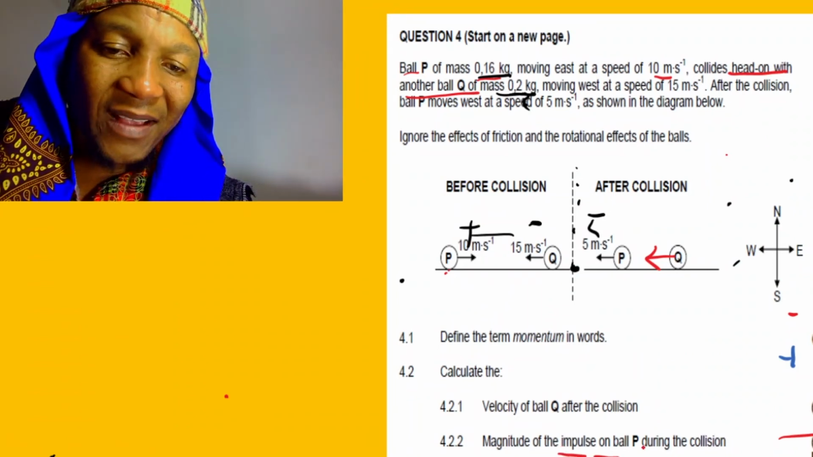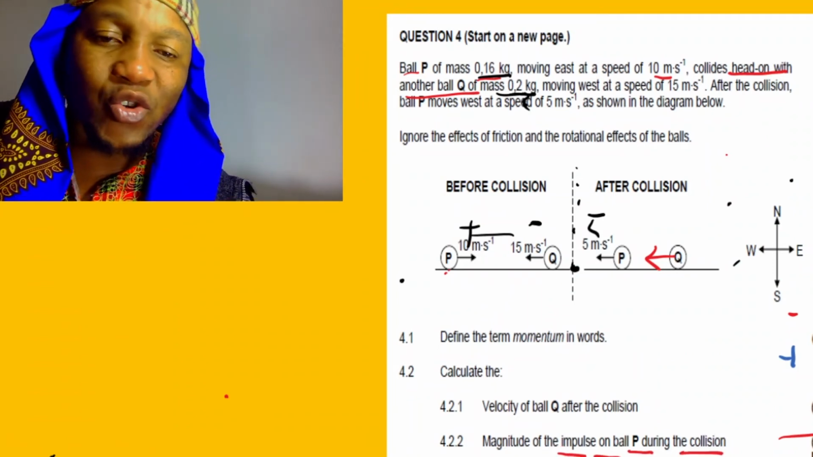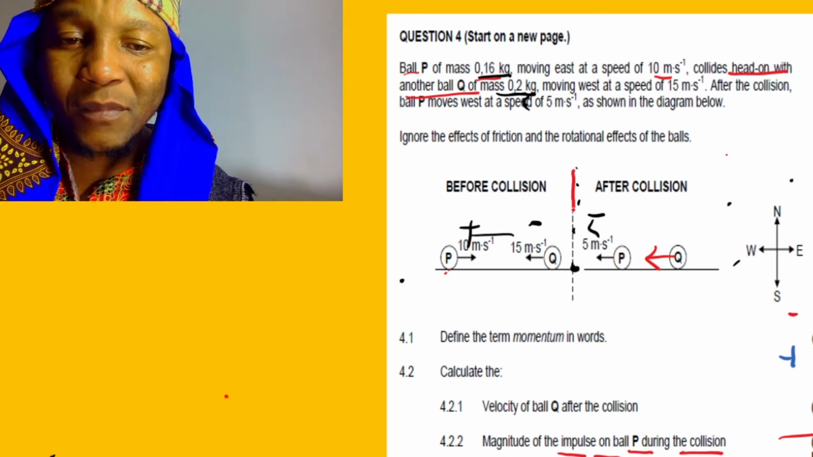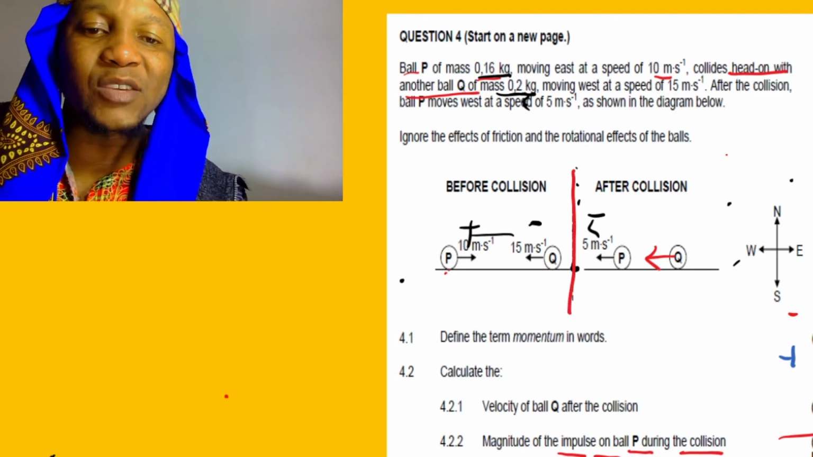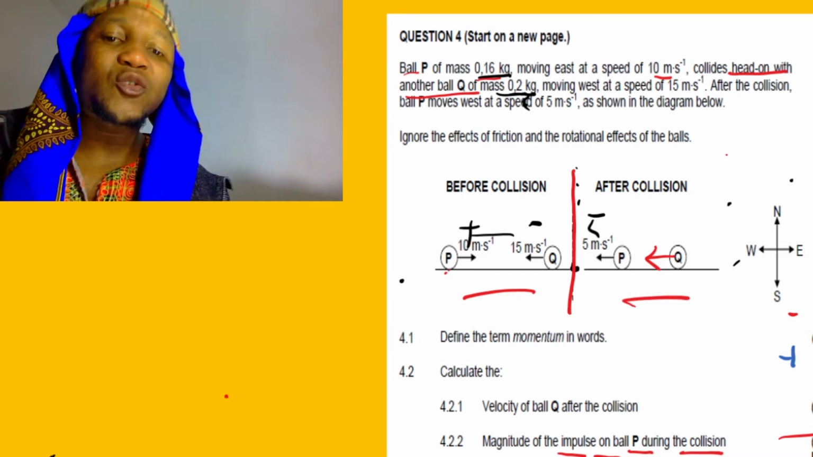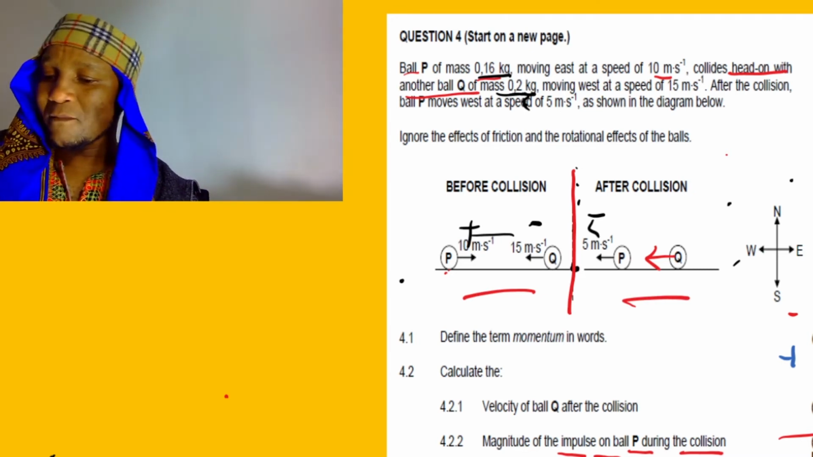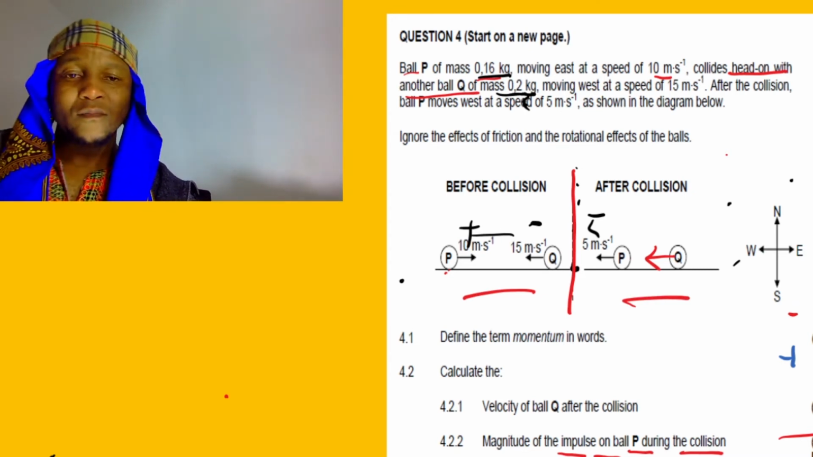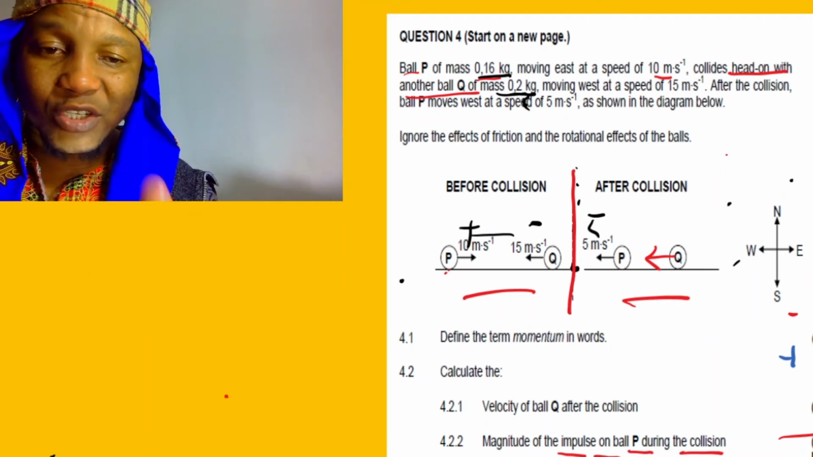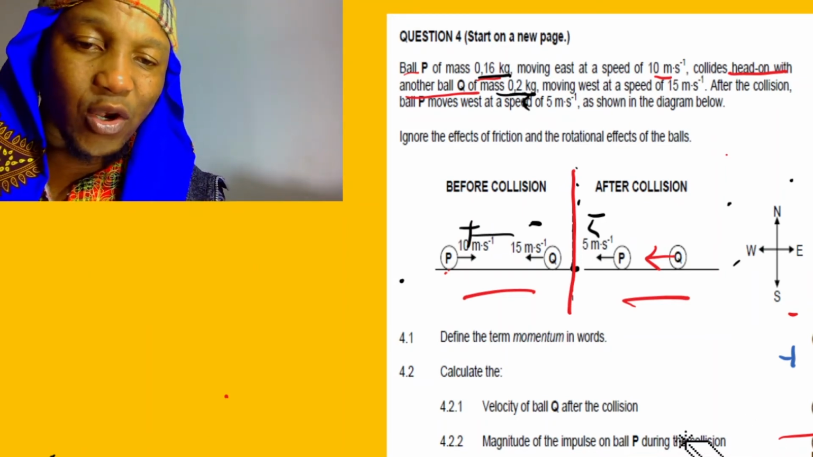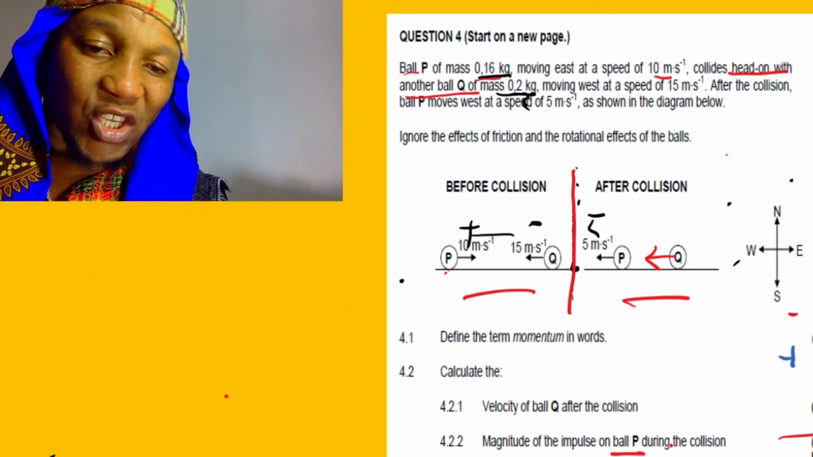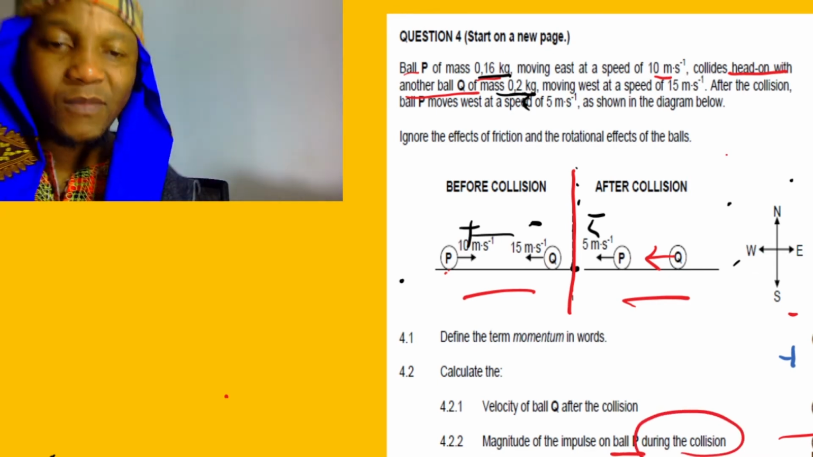Find the impulse of ball P during the collision. During the collision happened here. This was before, and this is after. So they want to get impulse. What is impulse? Look here. From Newton's second law of motion, they say impulse of ball P during the collision.